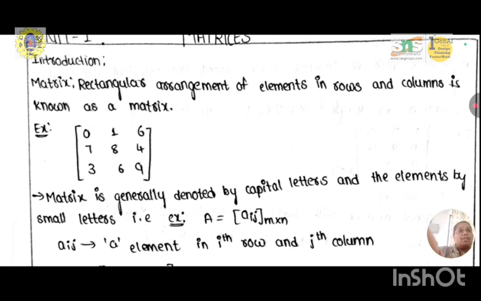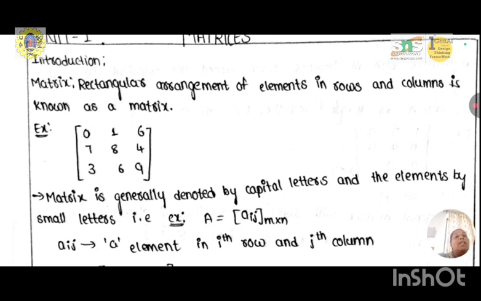So we have a matrix of the order M cross N, where M denotes the rows and N denotes the columns. Here we have one example matrix: 0 1 6 and 7 8 4 3 6 9. The element in the position of 0 is denoted as A11, 1 as A12 and 6 as A13. It represents the first row with the first column, then the second column, and the third column like that. So a matrix is generally denoted like this.